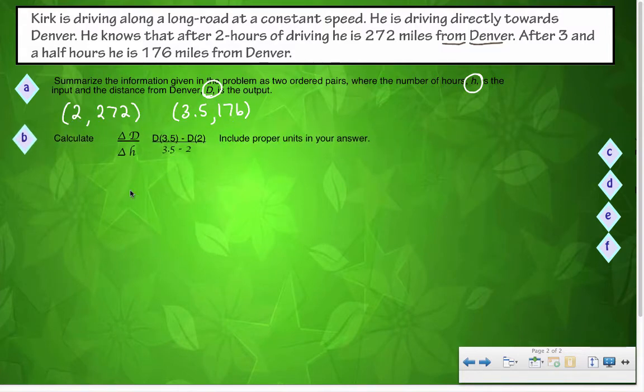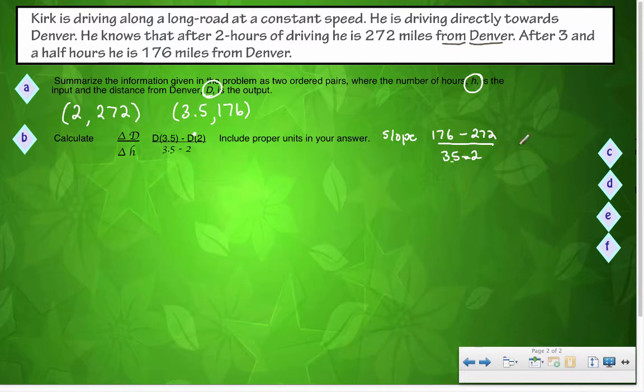All right, look what they're asking me to calculate now. I want to calculate the change in distance over hours. I want to interpret the slope or the rate of change. Well, the distance after 3.5 hours, they told me right here, is 176. The distance after 2 hours, they told me, is 272. And I want to divide that by my x values being subtracted.